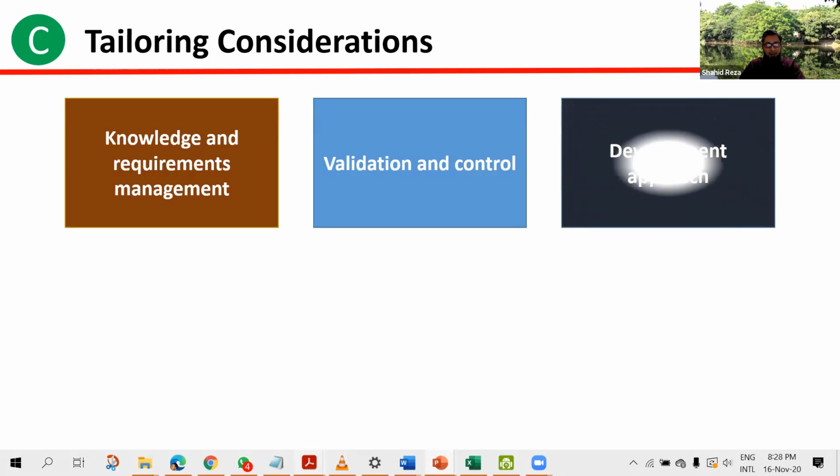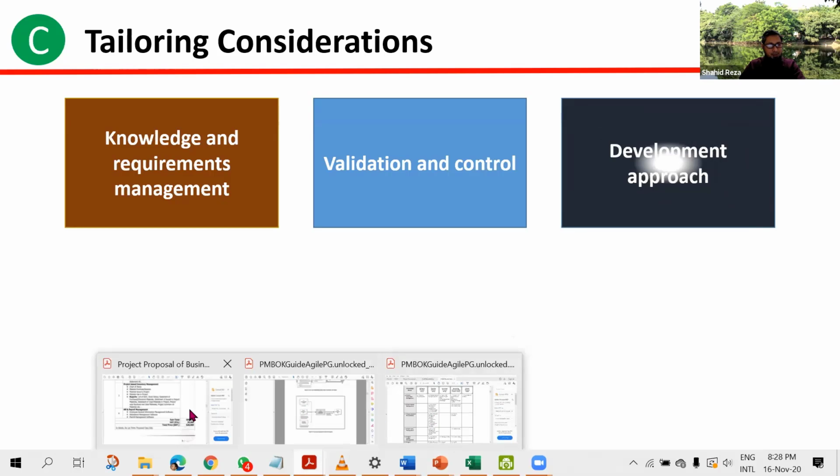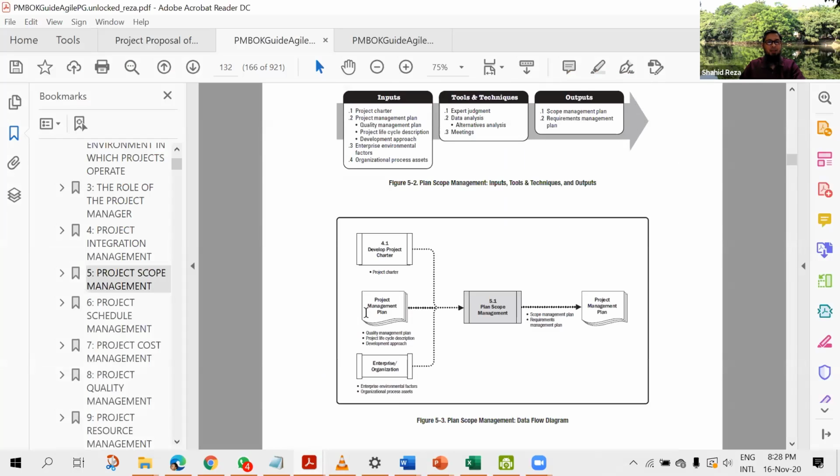Okay. Let me share this page. I have opened this page. Can you see this page?